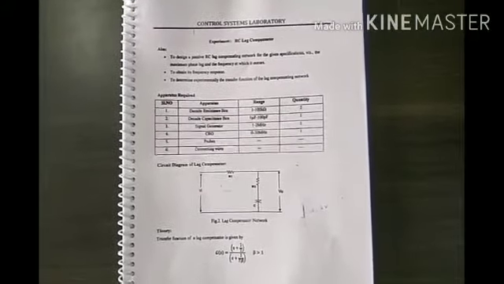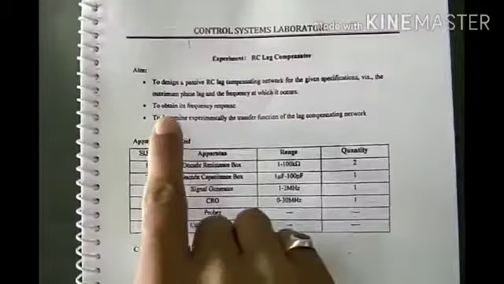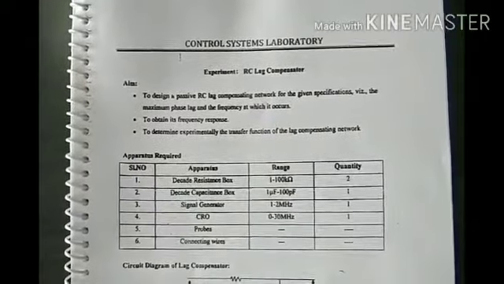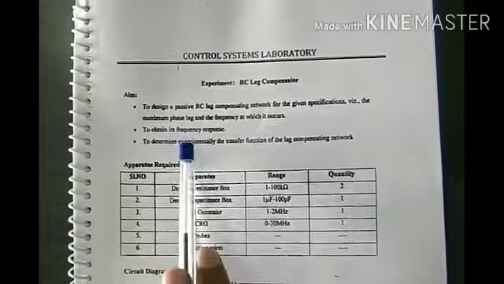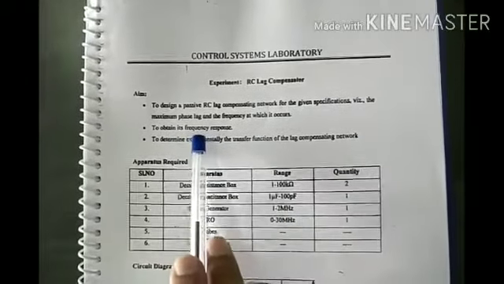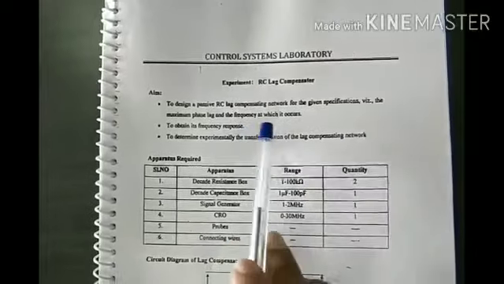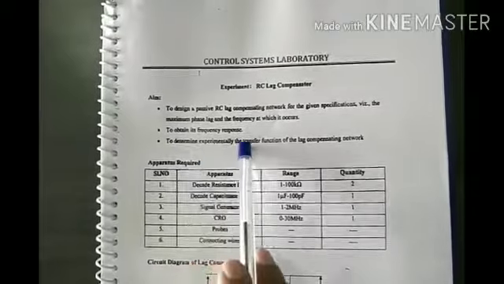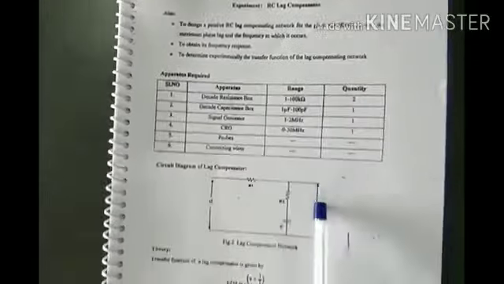So the aim of the experiment is to design a passive RC lag compensating network for the given specifications, namely the maximum phase lag and the frequency at which it occurs. Right. So here we will be designing the RC lag compensating network for the maximum phase lag of around 30 degree at a frequency of around 1 kilohertz. Okay. So once the circuit is designed and it is conducted, we will be verifying the frequency response and the phase response. This is a circuit diagram of the lag compensator.